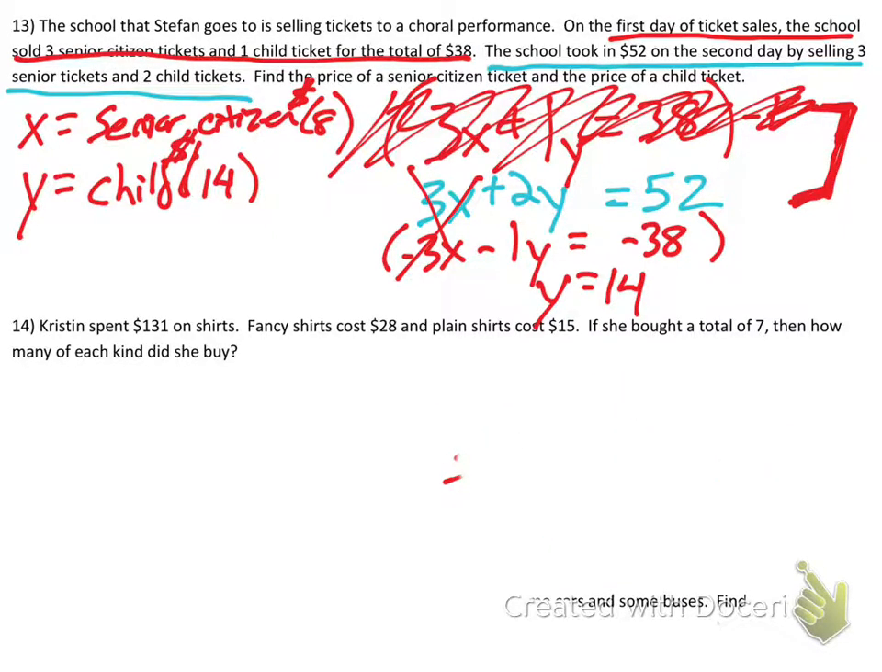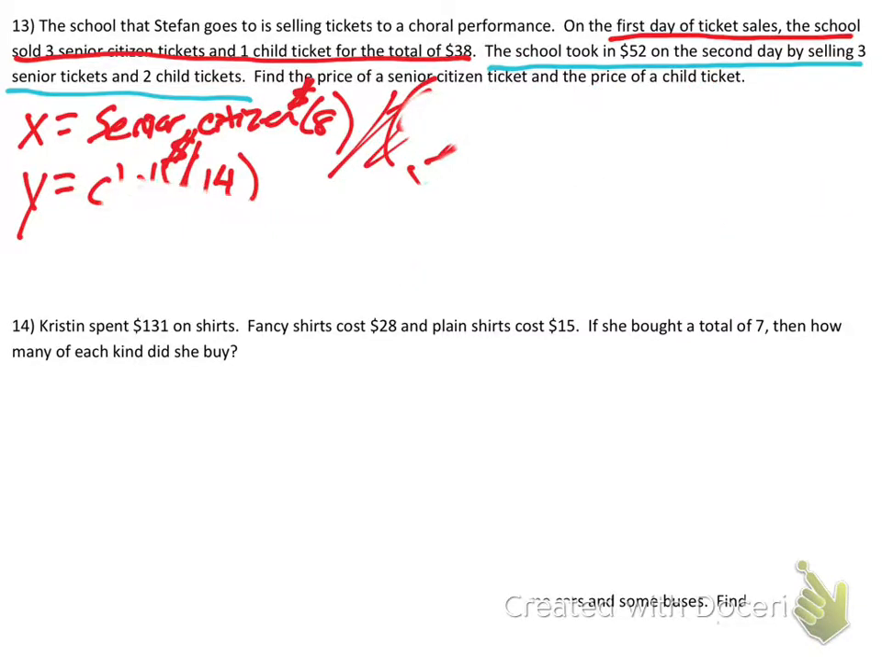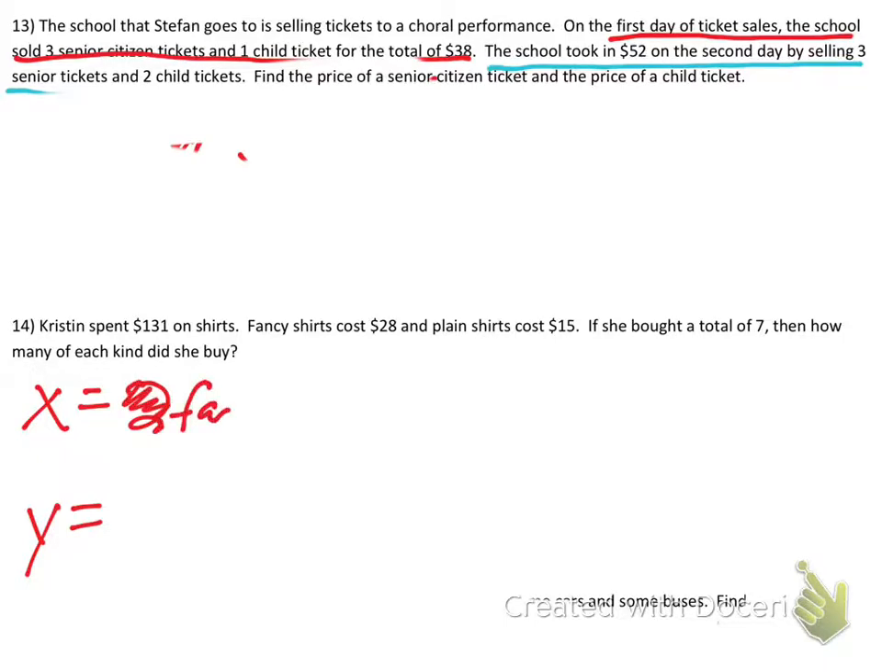For the second one, I'm not going to do all the math for you guys, but we'll just set up the equations. Again, I'm going to immediately put an x equals and a y equals. It says Kristen spent $131 on shirts. Fancy shirts cost $28, so the first thing we see there is fancy shirts, and then plain shirts.